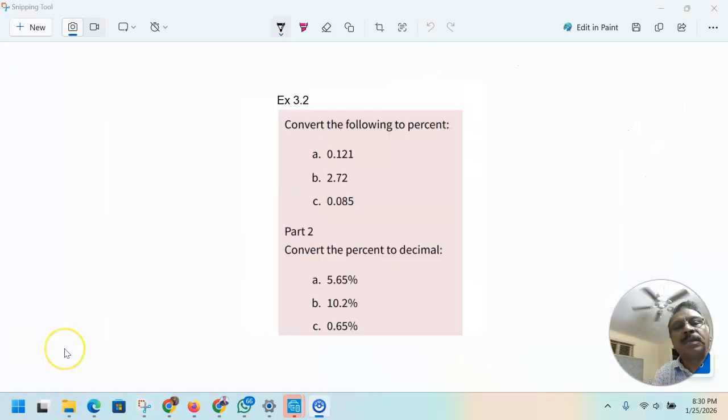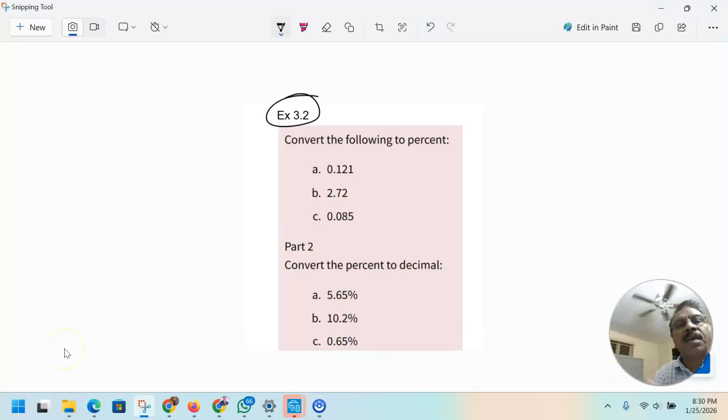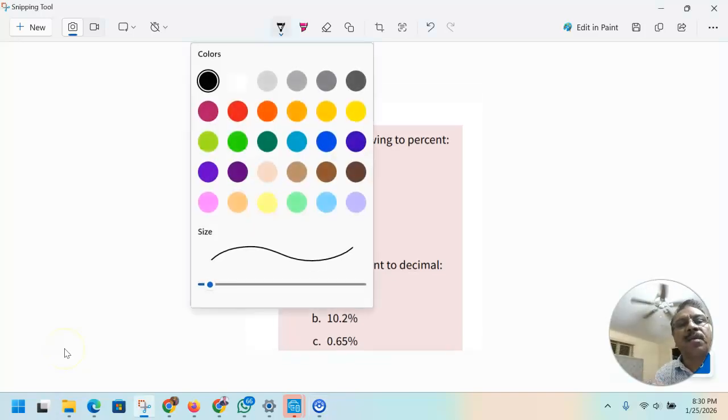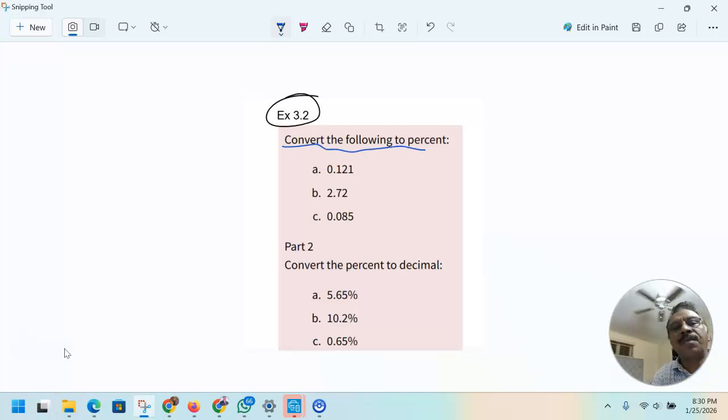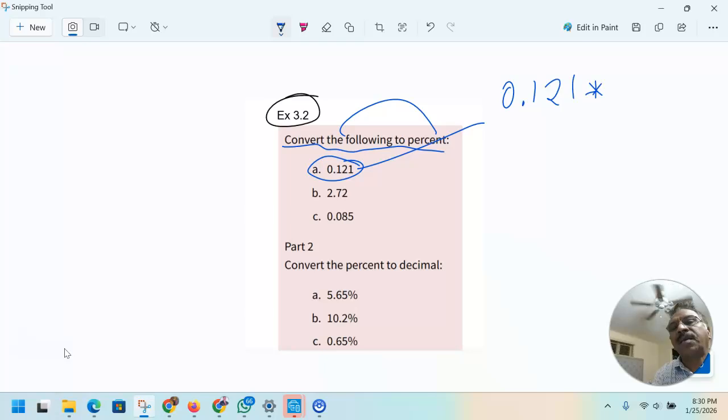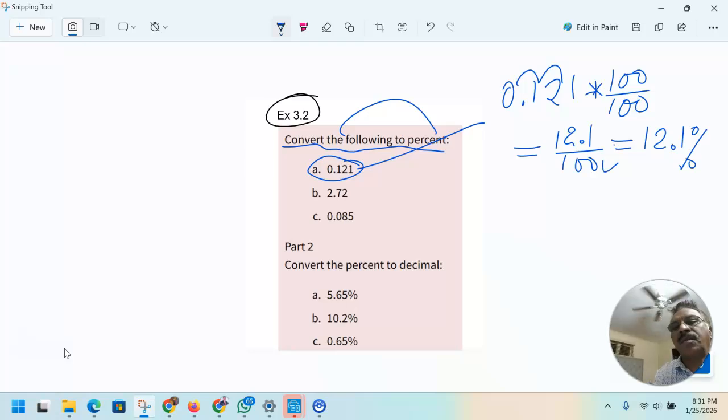So let's move on. The question, this example number 3, is, if you turn the page on your handout, convert the following to percent. So you are given the decimal 0.12, almost the same thing. So you want to find a percent. Actually, you are multiplying by 100 and dividing by 100, which will move the decimal two places. That is 12 out of 100, and that basically means it is 12% because of these two zeros.